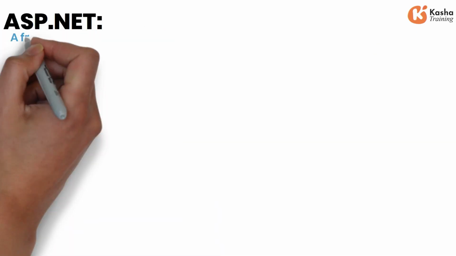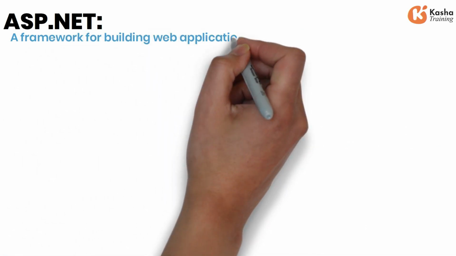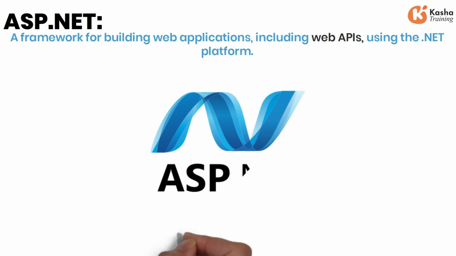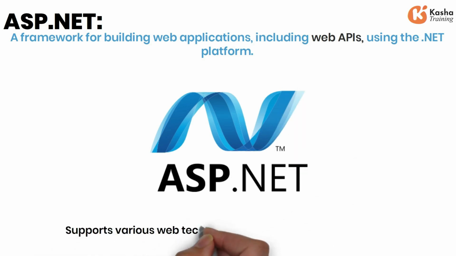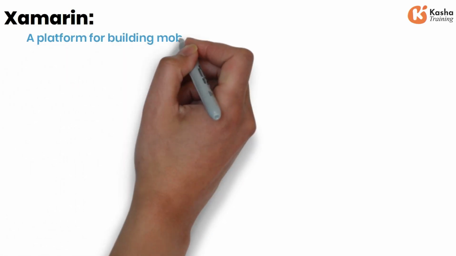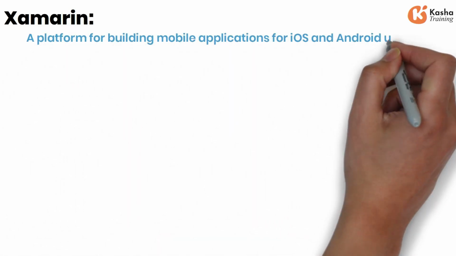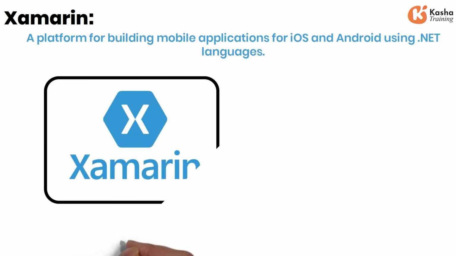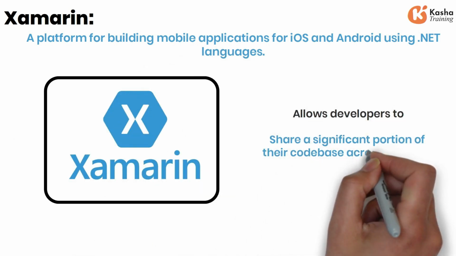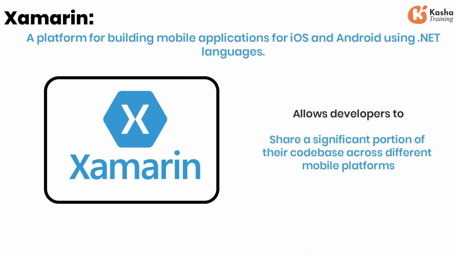ASP.NET. A framework for building web applications, including web APIs, using the .NET platform. ASP.NET supports various web technologies and programming models. Xamarin. A platform for building mobile applications for iOS and Android using .NET languages. Xamarin allows developers to share a significant portion of their codebase across different mobile platforms.